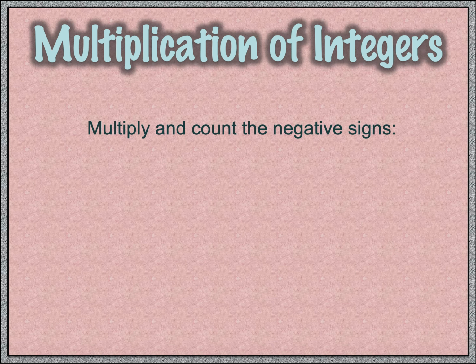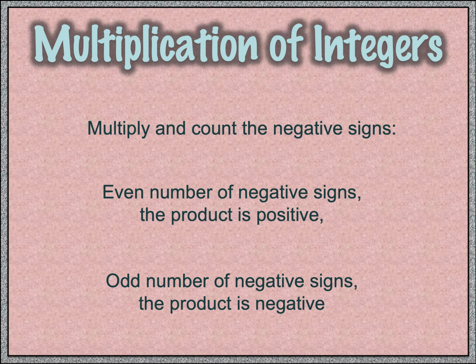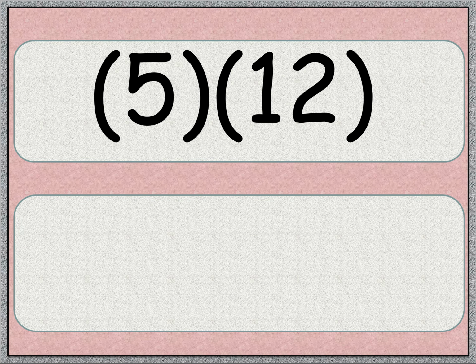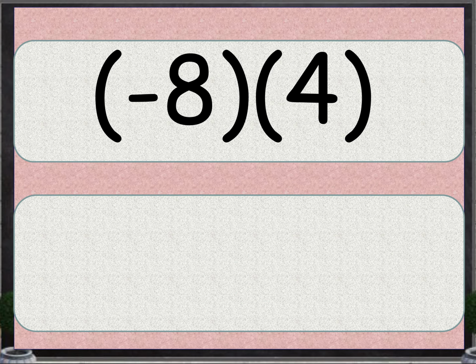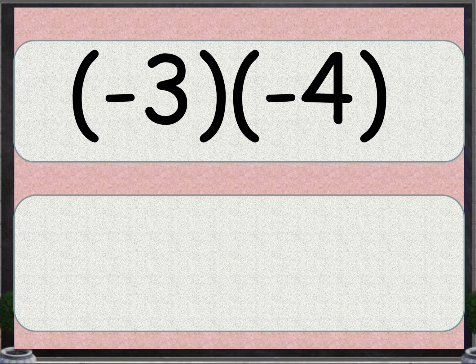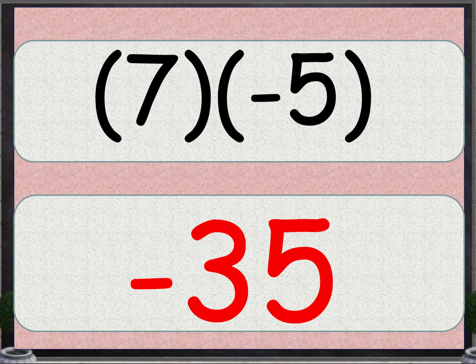Multiply and count the negative signs. Even number of negative signs, the product is positive. Odd number of negative signs, the product is negative. So 5 times 12, 60. Negative 8 times 4, negative 32. Negative 3 times negative 4, they have the same sign, so it is positive 12. 7 times negative 5, so negative 35.